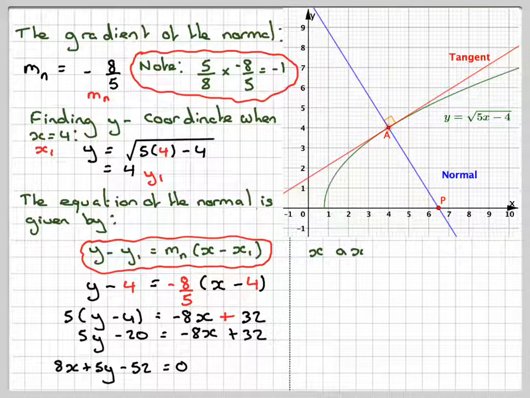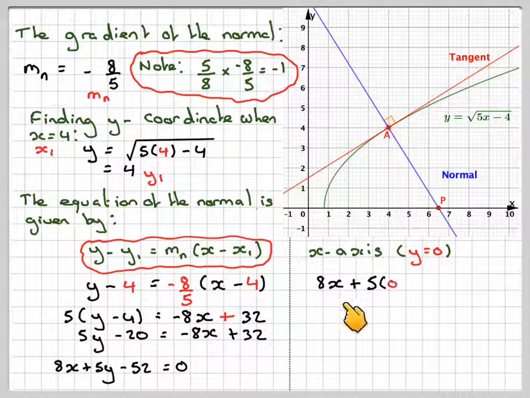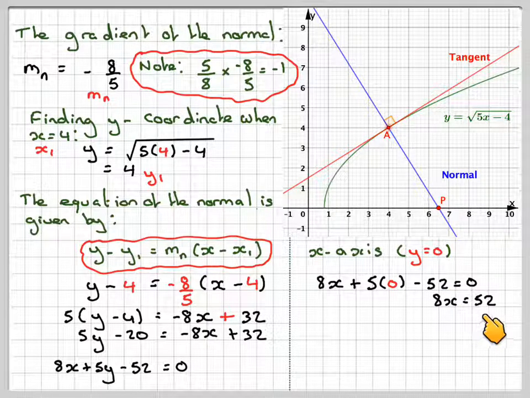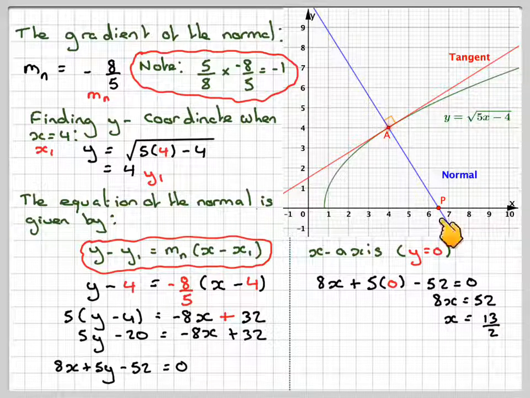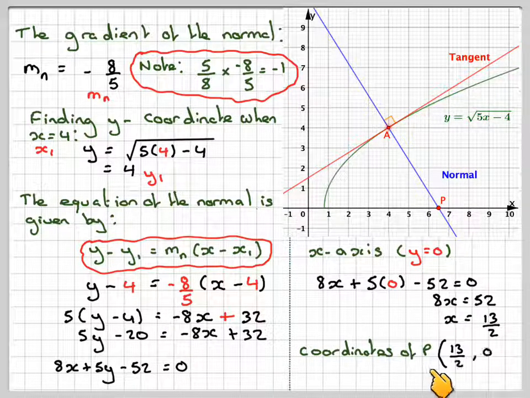Right, we need to find where this line cuts the x-axis. On the x-axis, y is equal to 0. Therefore, 8x plus 5 times 0 minus 52 is equal to 0. That's going to give me that 8x is equal to 52. x is equal to 13 over 2, which is 6.5, which we can see there from the graph. So the coordinates of P are 13 over 2, 0, or 6.5, 0.